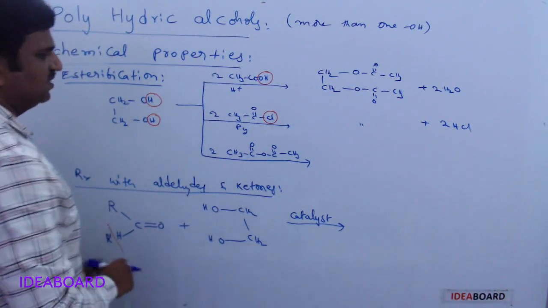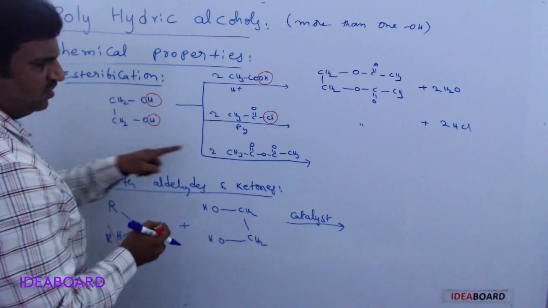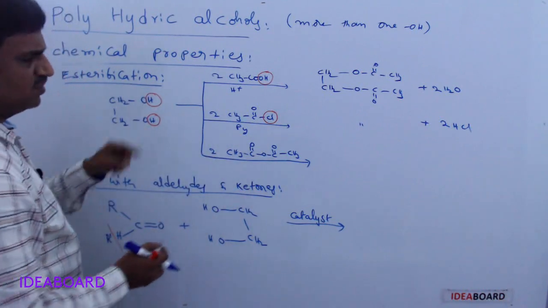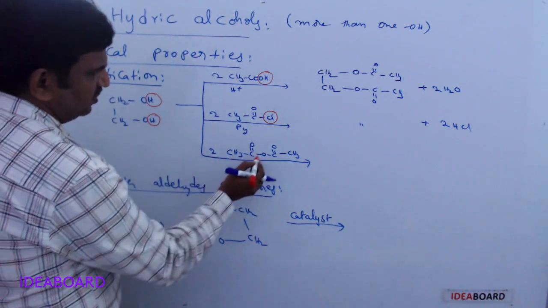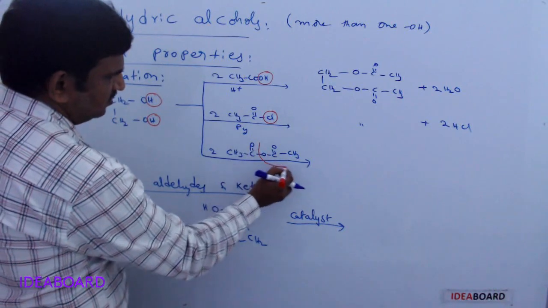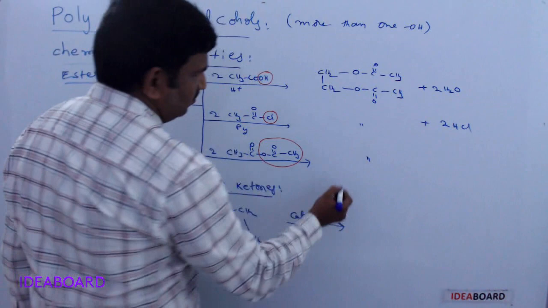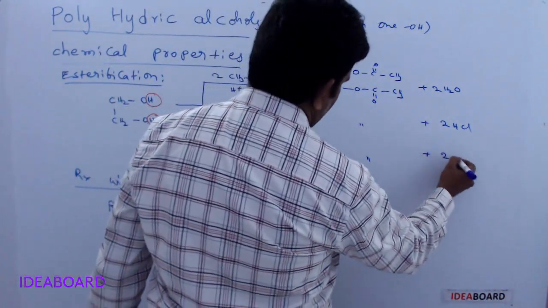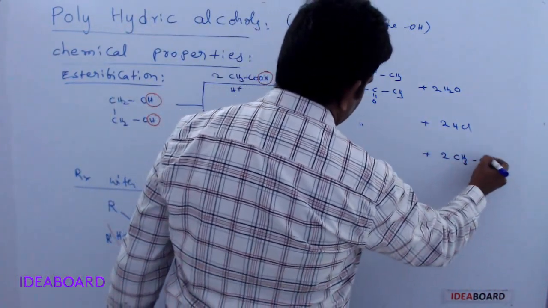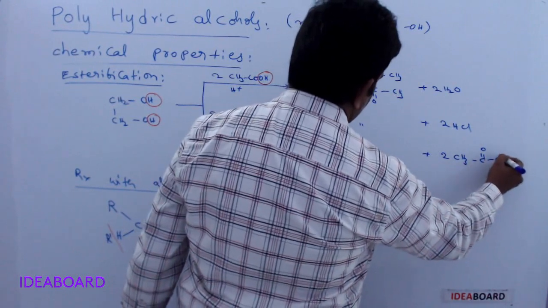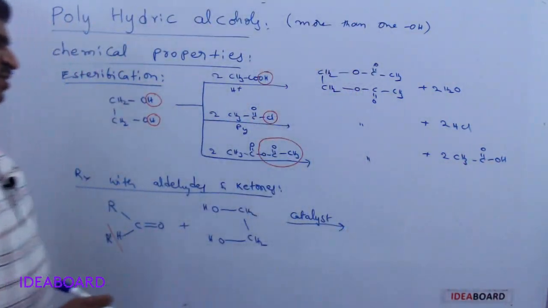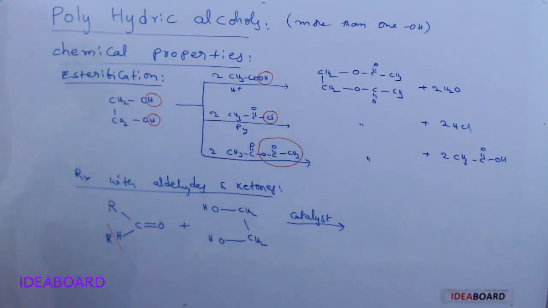And here two molecules of acid are reacting, two hydrogen atoms. Here H and this CH3COO group are removed. Then we are getting the same product plus two molecules of acetic acid, CH3COOH. That is the esterification process.